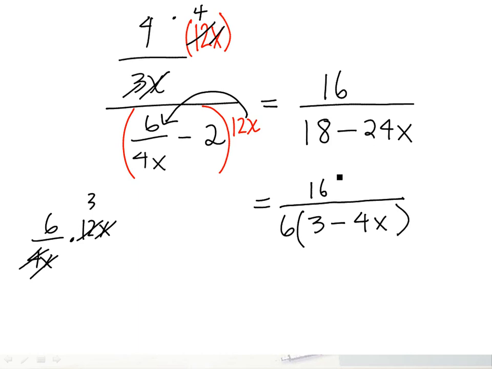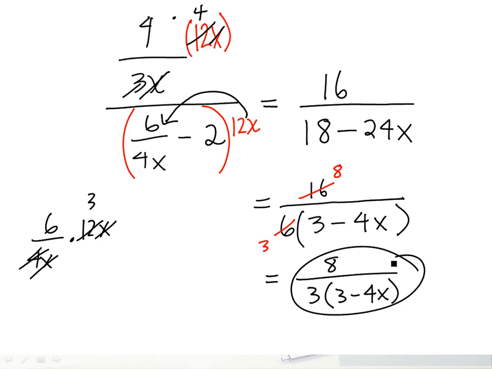Now it's possible that we can reduce 16 over 6 because they both have the number 2 in common. So let's cancel out the 16 and put 8, because 2 goes into 16 8 times, and 2 goes into 6 3 times. So the answer is 8 over 3 times 3 minus 4x.